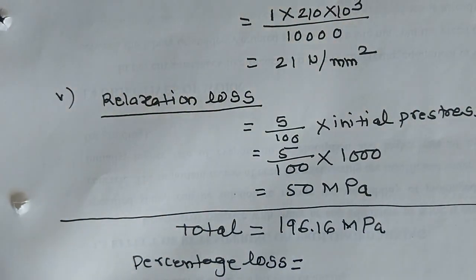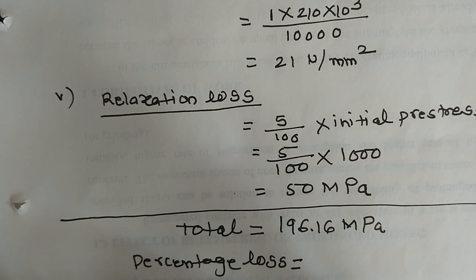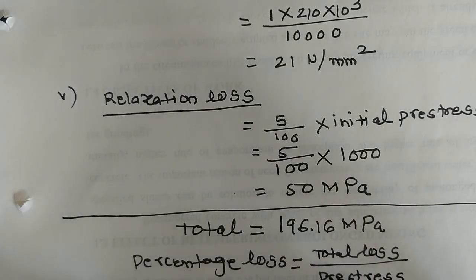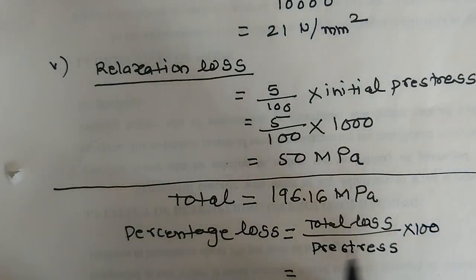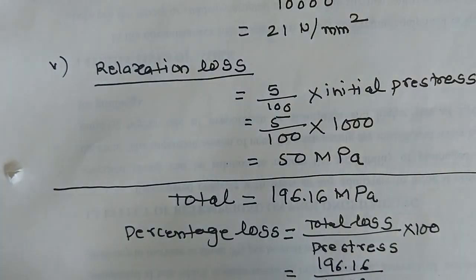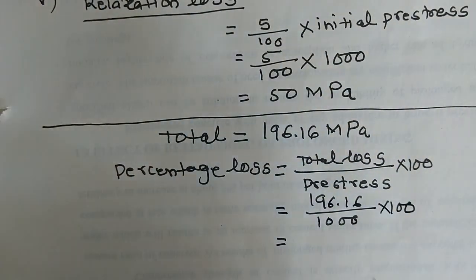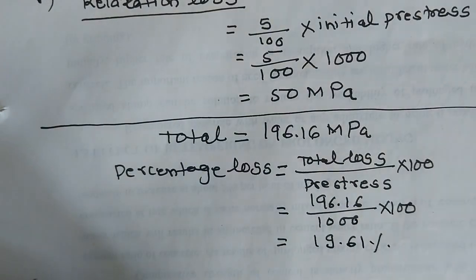So finally, how to find out the percentage loss? Total loss divided by pre-stress, multiplied by 100. So total loss is 196.16, pre-stress is 1000, multiplied by 100. So finally it is 19.61% total percentage loss.